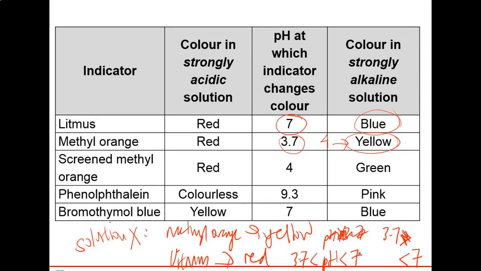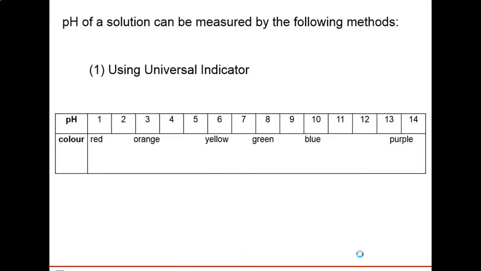There are two ways. The first way is still not very accurate, which is to use universal indicator. It gives us a range of colors from red to purple. Universal indicator is actually a mixture of different indicators. So based on what is the pH of the solution, it gives us a color. Okay, but this is also not very accurate, because if it is blue, it can be 10, it can be 10.5, it can be 11, it can be 11.1. So it is not very accurate.